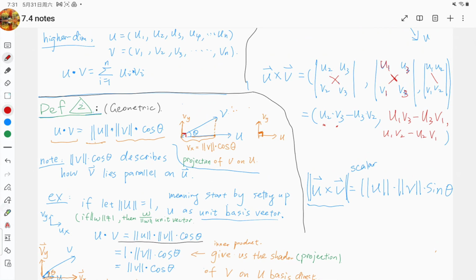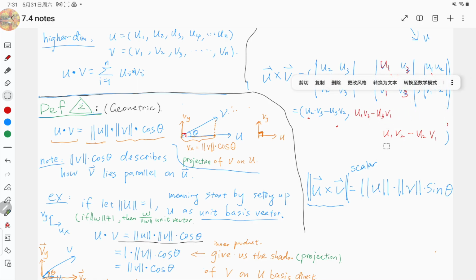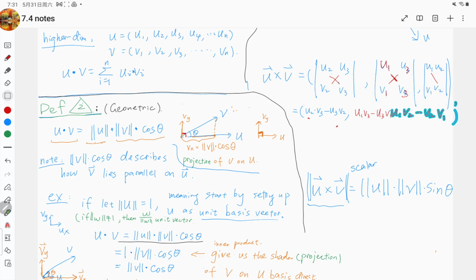Sorry, maybe I should shrink these here, okay? Yeah, summarizing a vector with this component form of the definition, okay?